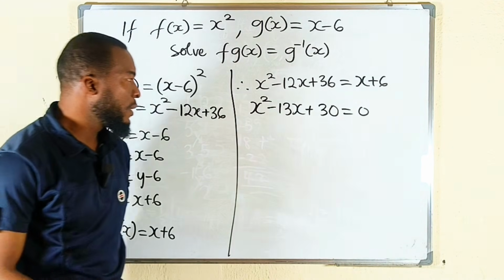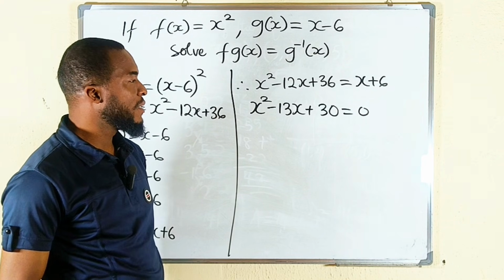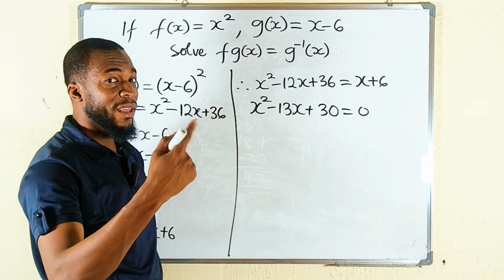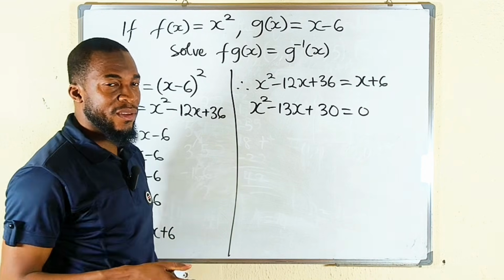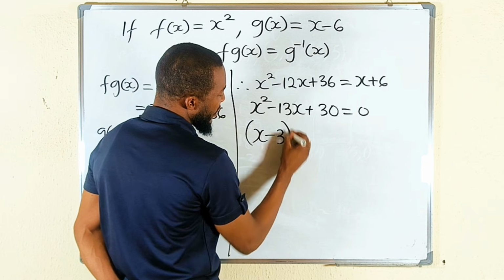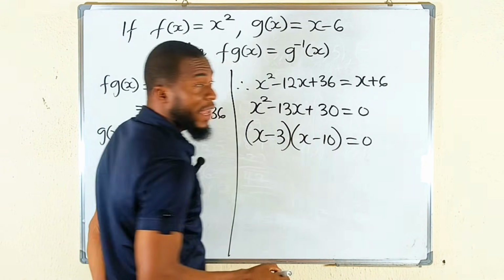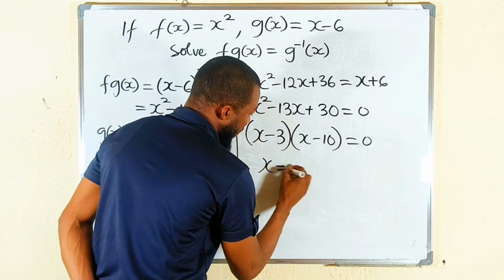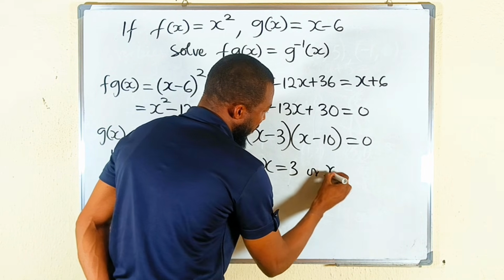Is it factorable? Two numbers we can multiply together to get 30 and add to negative 13. They are negative 3, negative 10. Negative 3 times negative 10 is positive 30. Negative 3 plus negative 10 is negative 13. So you can factorize it as x minus 3 multiplied by x minus 10 equals 0, which implies that x is either 3 or 10. X is either equal to 3 or x equals 10.